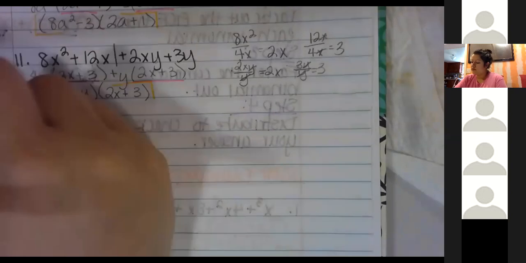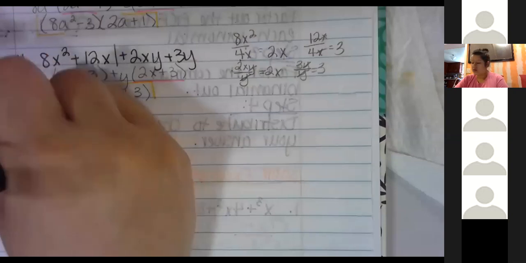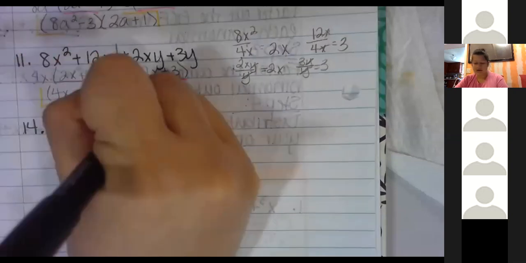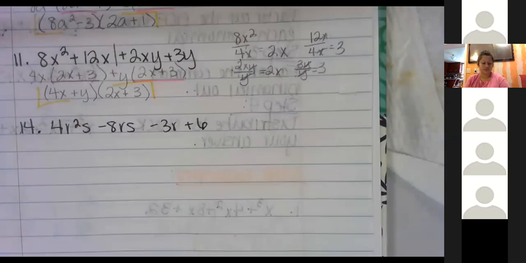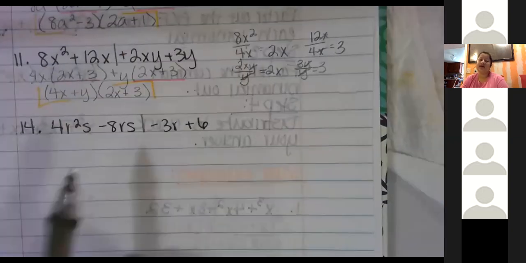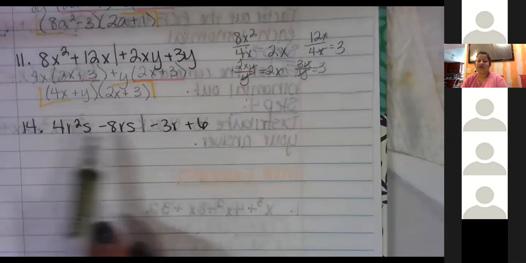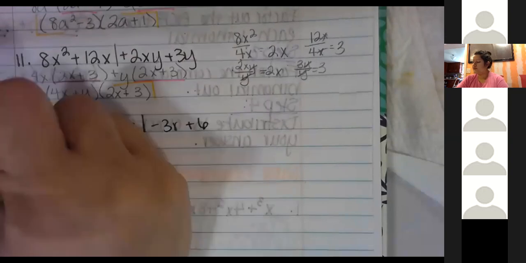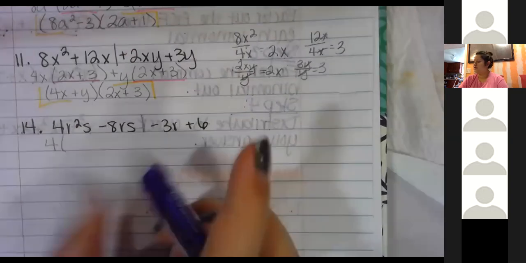Okay, 14, and then the bottom half, and that's it. 14 says 4r squared s minus 8rs minus 3r plus 6. I'm going to draw my line down the middle, dividing into my left and my right. All right, the greatest common factor on the left, 4 is smaller than 8. 4 does go into 8. So we're going to factor out a 4.